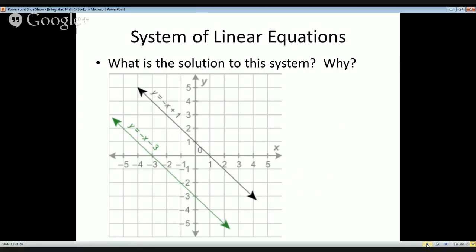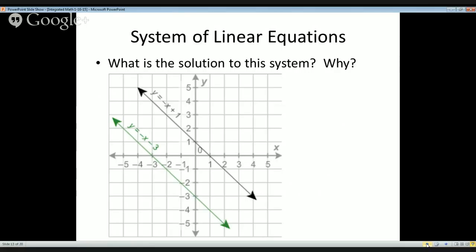The next slide asks, what is the solution to this system? And it gives you two equations and then graphs them for you. So the solution here, notice that the lines are parallel and they never intersect. Because they're parallel and never intersect, there is no solution to this system, because remember what we talked about is the solution is where the lines intersect. And so therefore, that's not going to work in this situation.